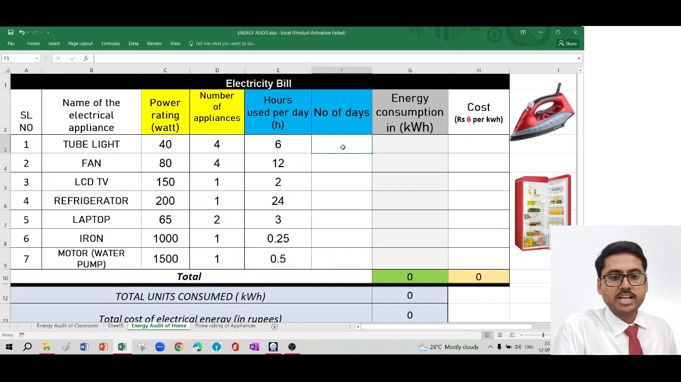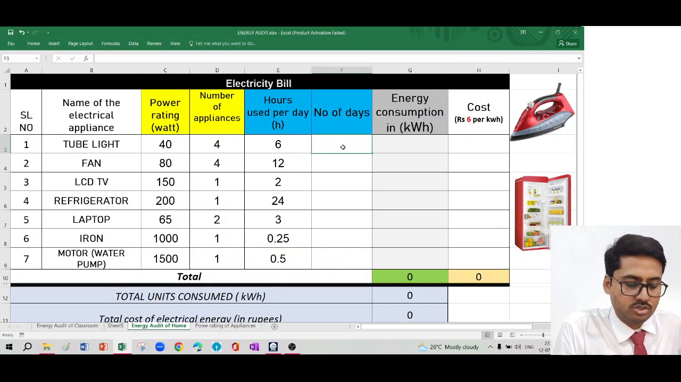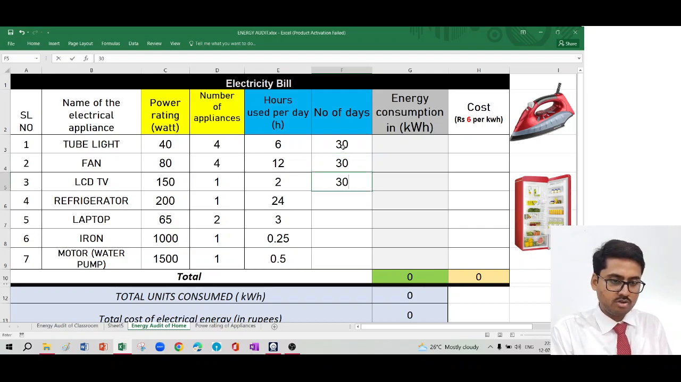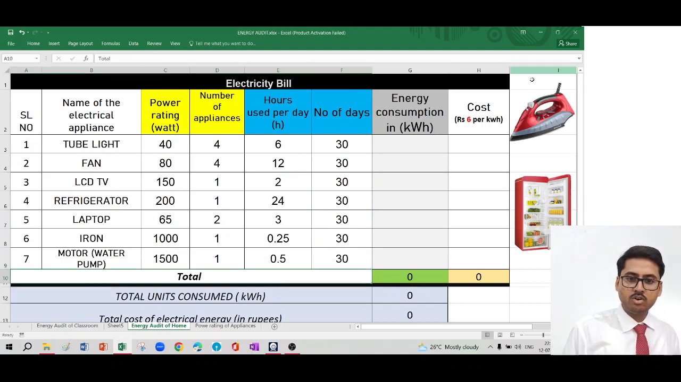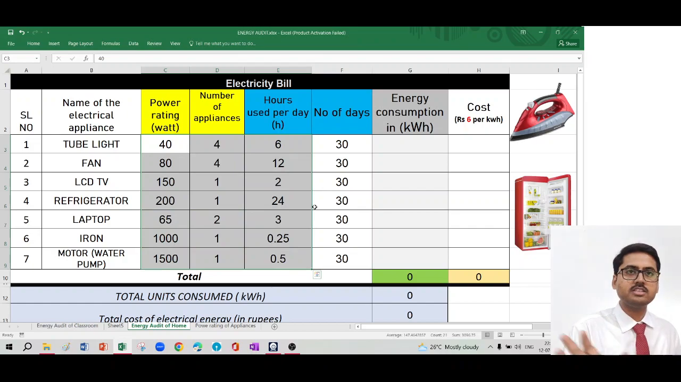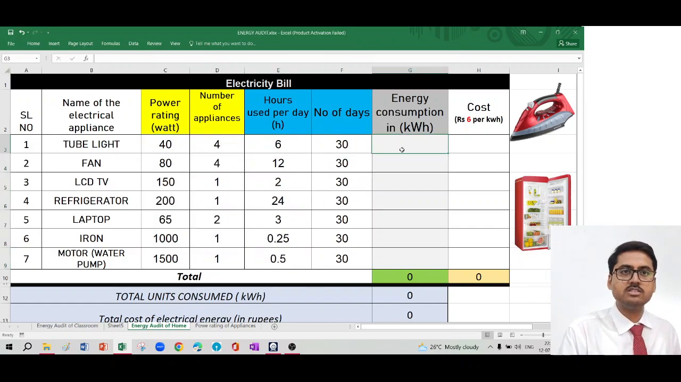Now since we are calculating the electricity bill for a month, the number of days, let us assume as 30. We can write 30 for all the appliances over here. Now that you have filled all this data, the rest is all the maths that will take care of the calculation. So this is the part of the energy audit. If you can find this data over here, these 3 columns, the rest is very easy, and you can get the answer in a few seconds. Now let's do the energy calculation over here.